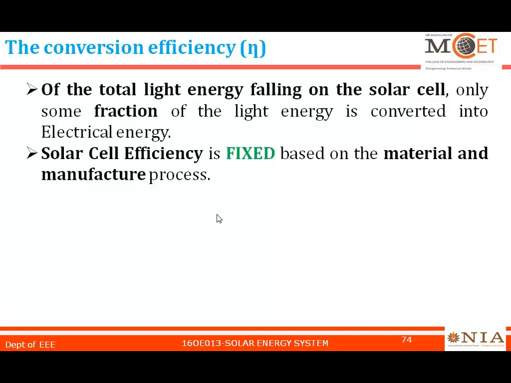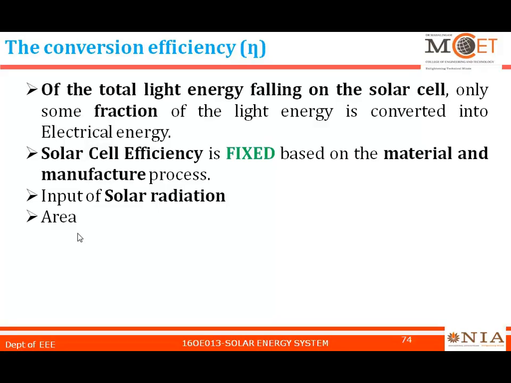While manufacturing a solar cell, it has been decided what material we are going to use: silicon with phosphorus, silicon with boron. So the material has been fixed. After fixing the material, the conversion efficiency of a solar cell is fixed. Input of solar radiation: as I told you, the range we are going to use is 350 nanometers to 1140 nanometers.